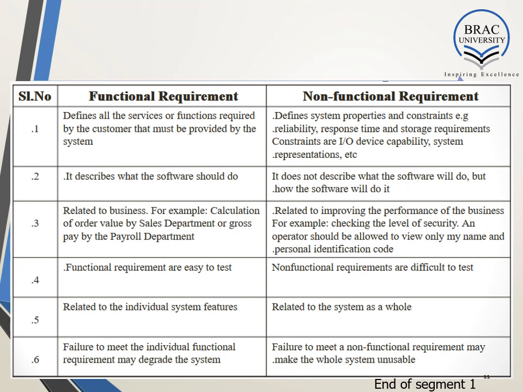But failure to meet a non-functional requirement may make the whole system unstable. For example, the response time getting higher. Whenever I search for a car, it takes around 1 minute, or around 30 or 40 seconds. In those cases, my whole system became unstable. So this is the end of this segment.